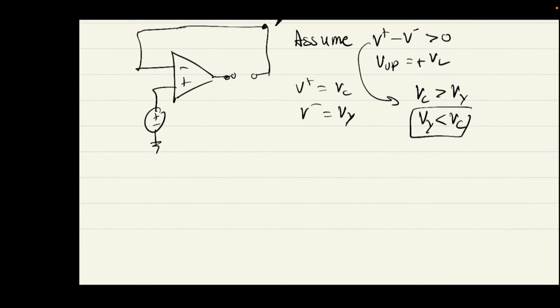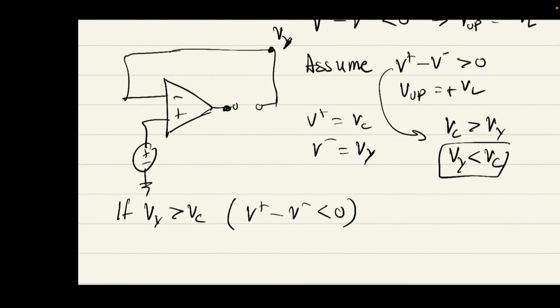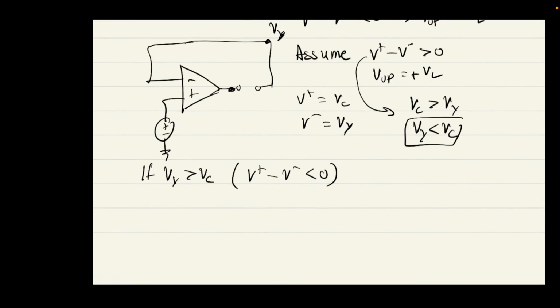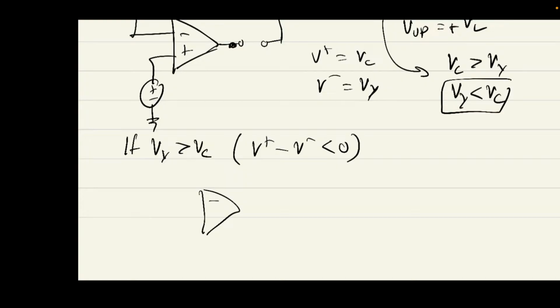However, what happens if Vy is greater than Vc? If Vy is greater than Vc, in other words, if V plus minus V minus is smaller than 0, the output of the amplifier goes down. It gets smaller. And you have some not small voltage on the input of the diode, so you'll have a voltage drop across the diode. The diode will be forward biased. There will be a current that flows through it. You can treat it like a short circuit. Like this.